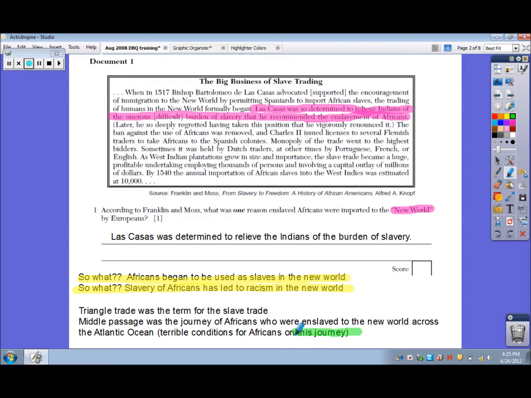So we want to highlight this because this is very, very good information. You want to highlight this in green. So this is the triangular trade, the Middle Passage. Now, we're done with document 1.